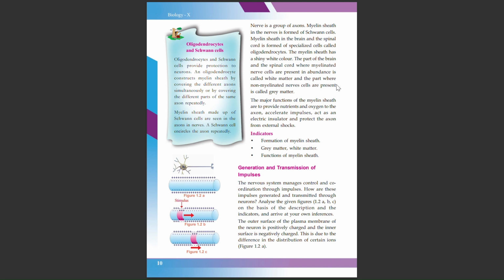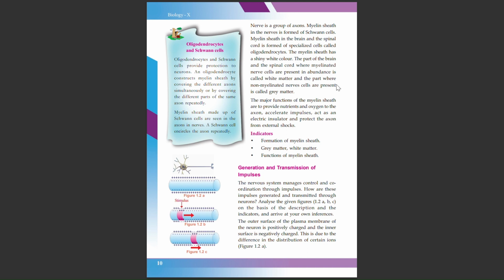The myelin sheath has a shiny white color. The myelin sheath has a shine. It is white in color. Okay, the part of the brain and the spinal cord where myelinated nerves are present in abundance, you can see only a little gray matter and wide white matter. Okay, and the part where non-myelinated nerves are present is called gray matter.